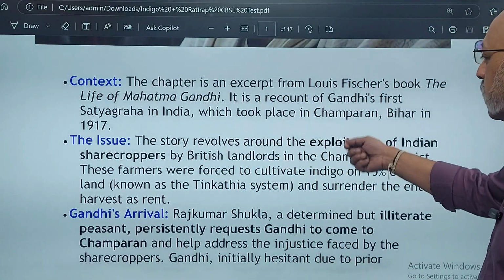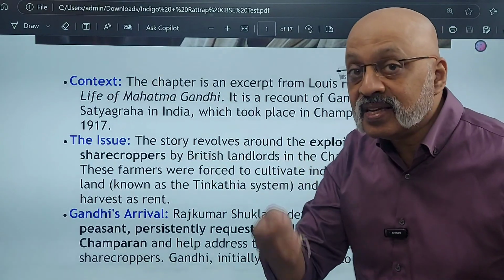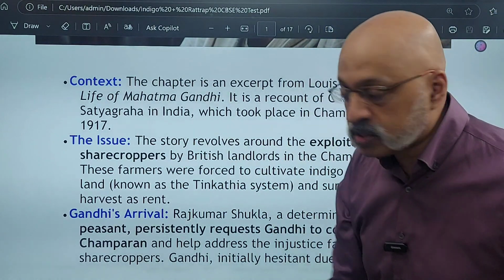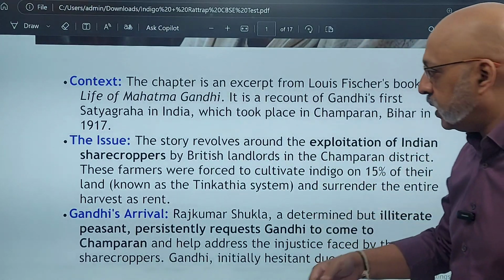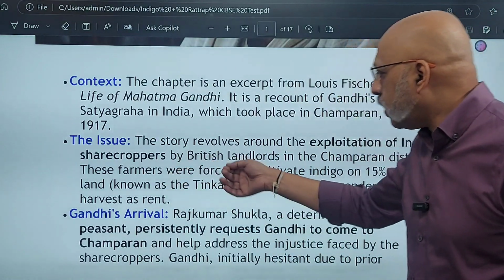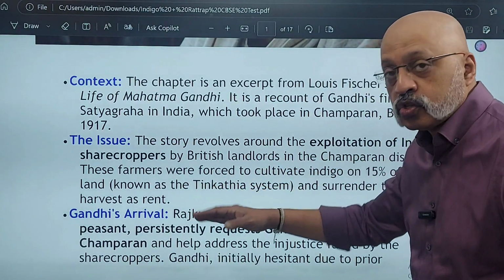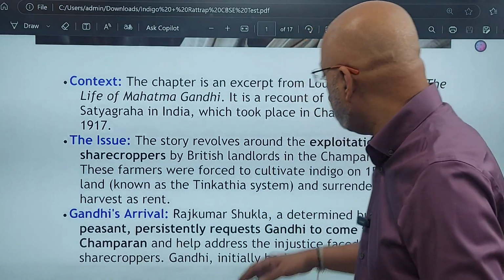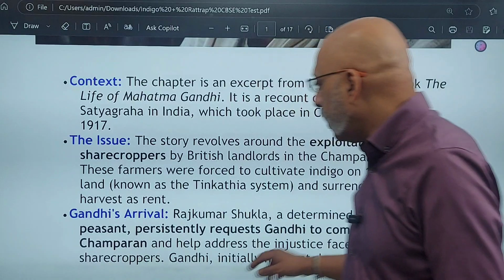The story revolves around the exploitation of Indian sharecroppers. This is an important phrase, which is why I have highlighted it. Please use it in your answers. By British landlords in the Champaran district of Bihar. These farmers were forced to cultivate indigo on 15% of their land. It was known as the Tinkatia system. You would have studied that in class 10, and surrender the entire harvest as rent.